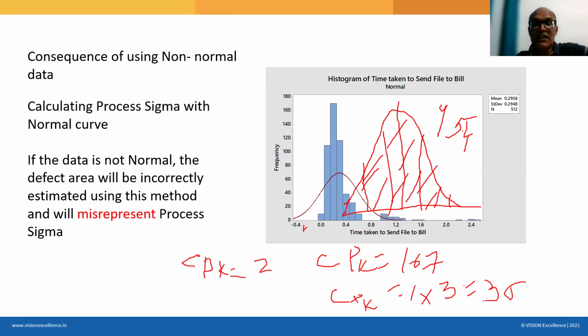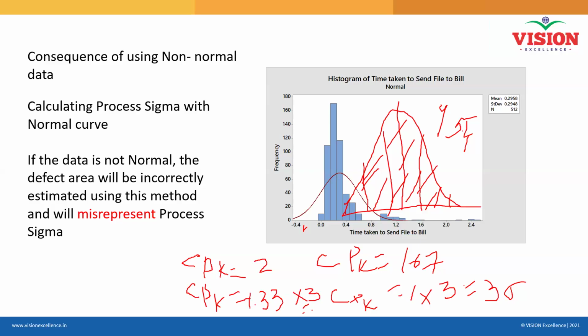When your CPK is 1.33, what is the conclusion? What is the meaning of CPK 1.33? Anybody knows? You multiply it by 3. If you multiply with 3, what is the value? 4 sigma. So when your CPK is 1.33, you are at a 4 sigma process. You are running in a 4 sigma process, right?